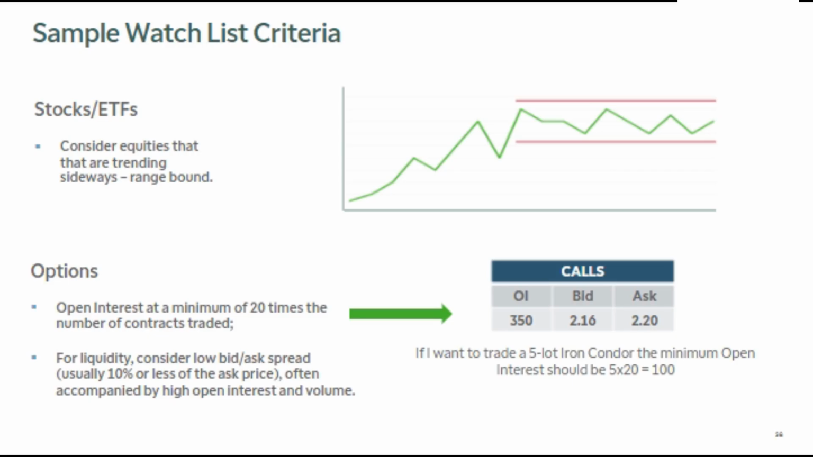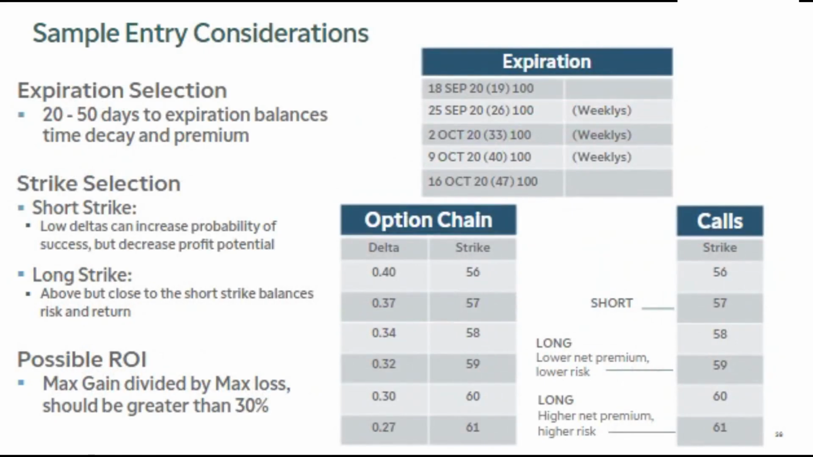Same deal here with choosing our strikes. Pay attention though on this slide, the lower left-hand corner, looking for a possible ROI. Max gain divided by max loss should be greater than 30%. All right, max gain divided by max loss should be greater than 30%. Now, obviously, with our example, 150 divided by 50 is 300%. It's much greater. But when we take a look at some of these real life examples, we want our ROI to be greater than 30%.